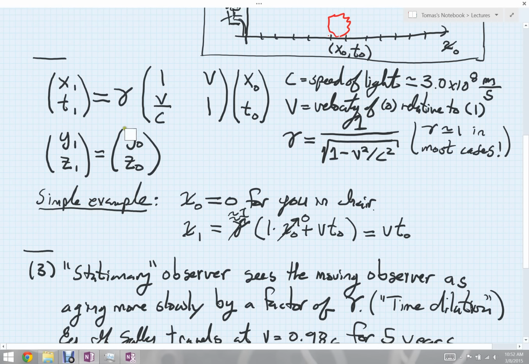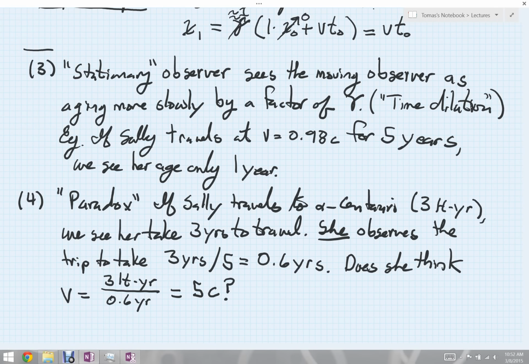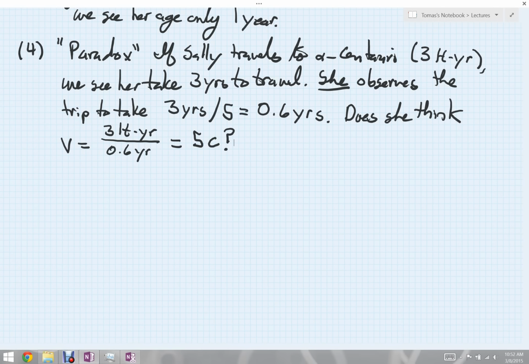I just don't have time to go through all of that with you in this lecture, but I can give you the basic bottom line answer. The answer to that, of course, is going to be no. And the reason is there's another common effect. It's called length contraction.